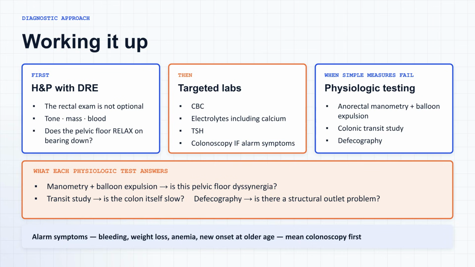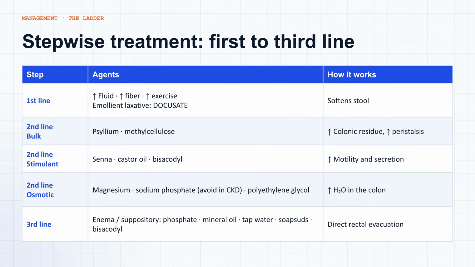When simple measures fail, move to physiologic testing: anorectal manometry with a balloon expulsion test to find dyssynergia, a colonic transit study to prove slow transit, and defecography when a structural outlet problem is suspected. And do not skip the history. How long, how often, and what the stool actually looks like tell you more than any test. Now the ladder.